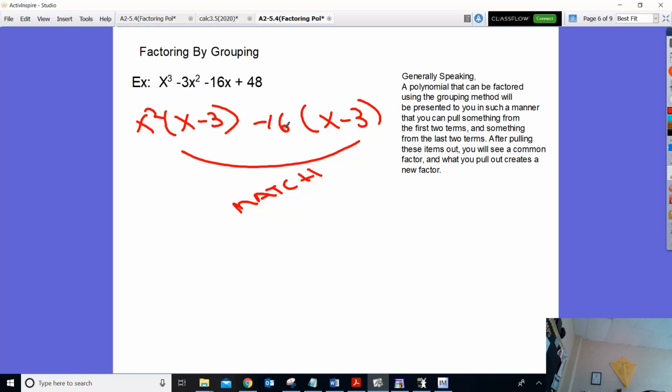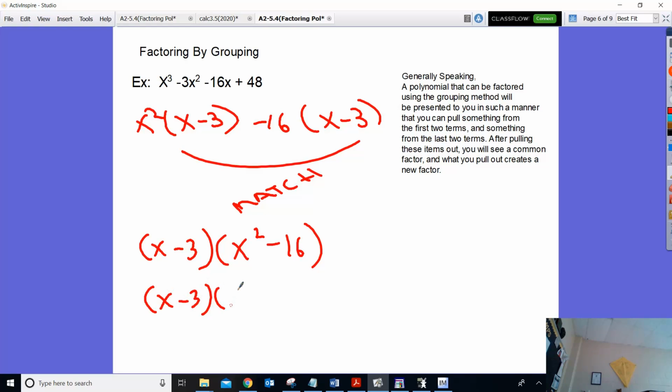You went from 4 terms to 2 terms because the multiplications happen between those pieces. What do both pieces have in common? X minus 3. And you're left with x squared minus 16. Hey, this thing's not even done. That'd be x minus 3, and then x minus 4 and x plus 4. Last one was the difference of two squares. Instructions are there. Sorry I ran a little low on time.